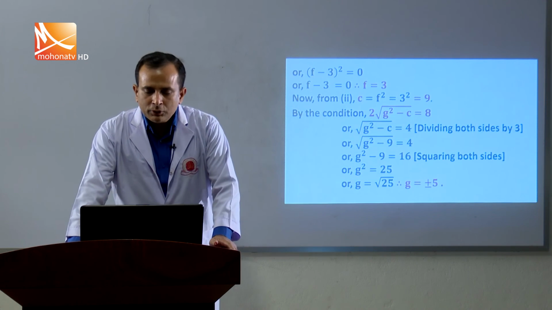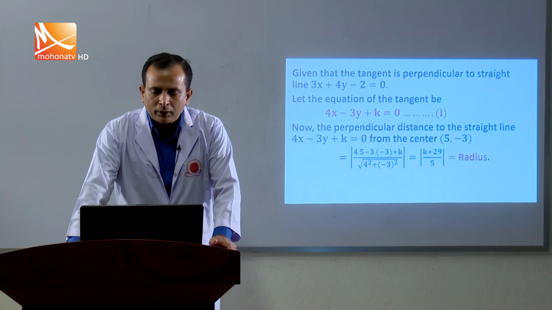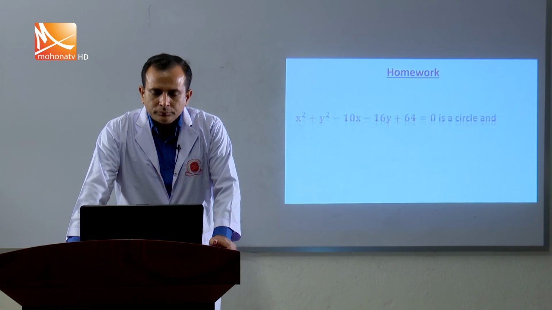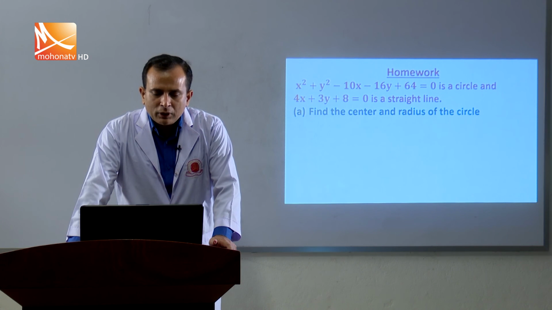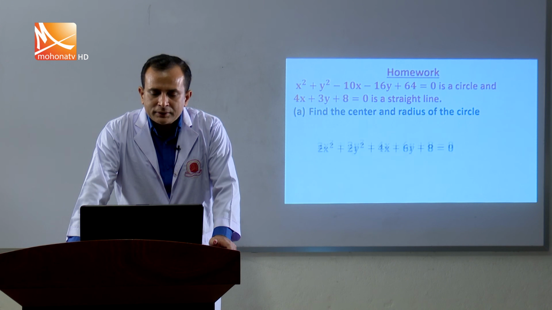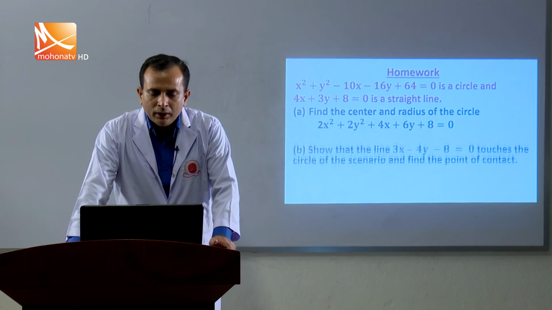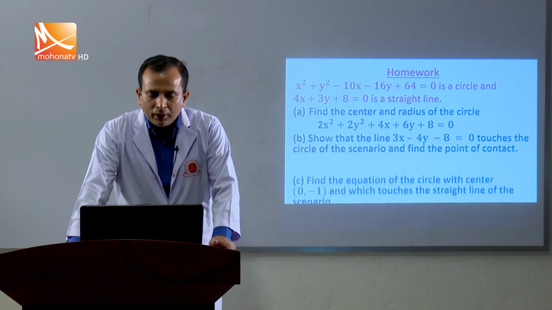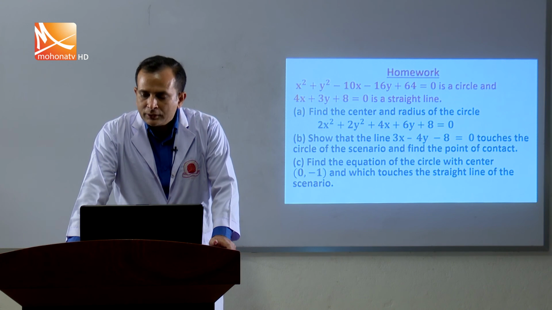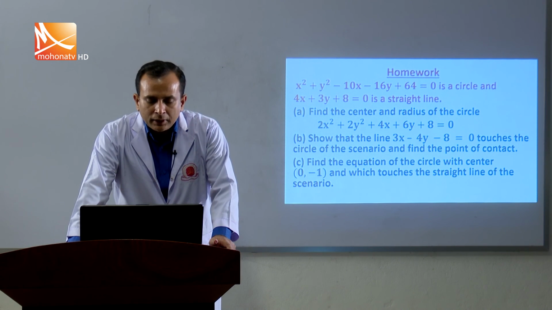Okay, dear student, now we would like to give you some homework. You just see x square plus y square minus 10x minus 16y plus 64 is a circle and 4x plus 3y plus 8 is a straight line. Find the center and radius of the circle.